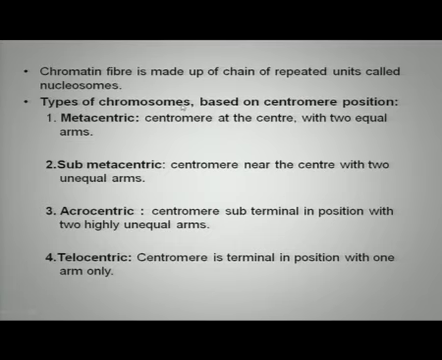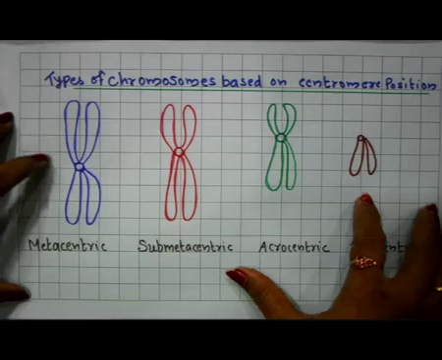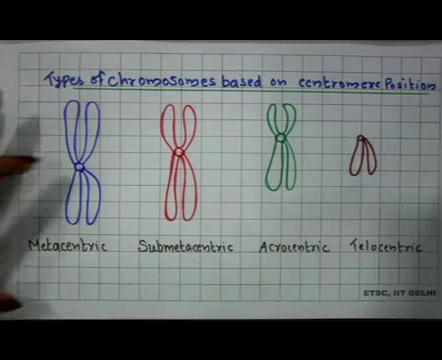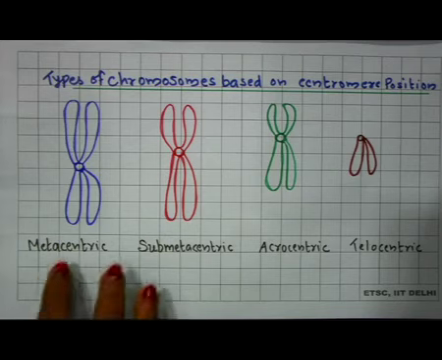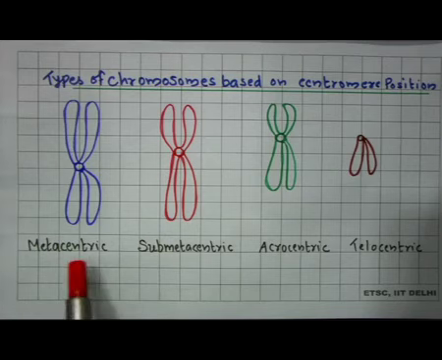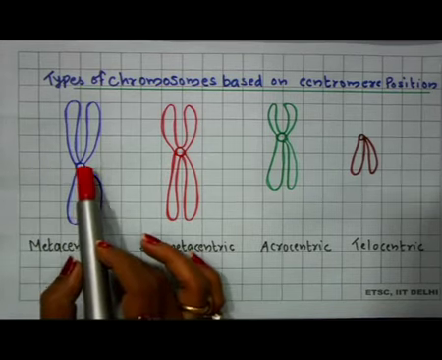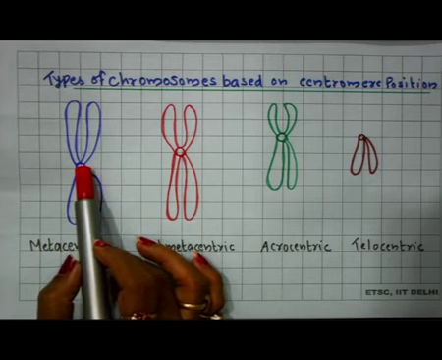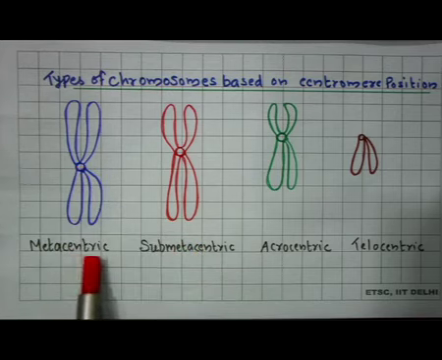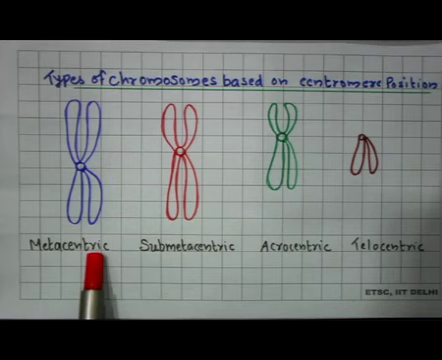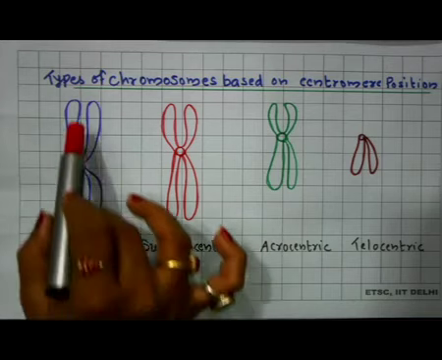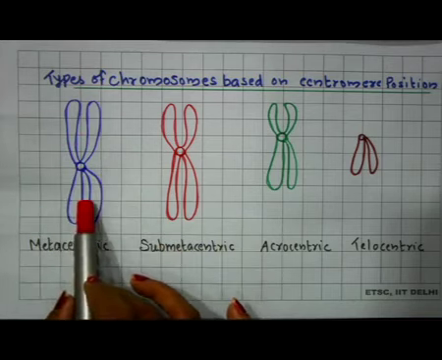Types of chromosomes based on centromere position. Here you can see the diagram of different types of chromosomes based on centromere position. The first one, here you see the centromere is exactly at the center. So, such a chromosome we will call it as metacentric chromosomes with two arms of equal size.